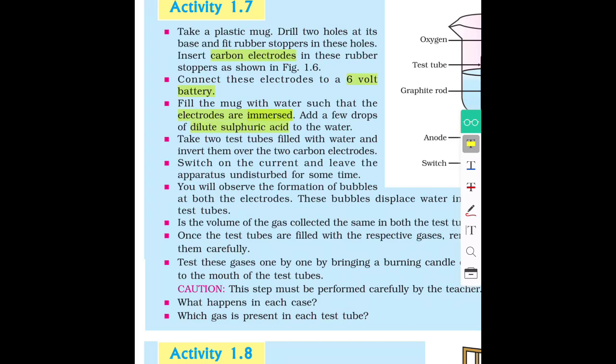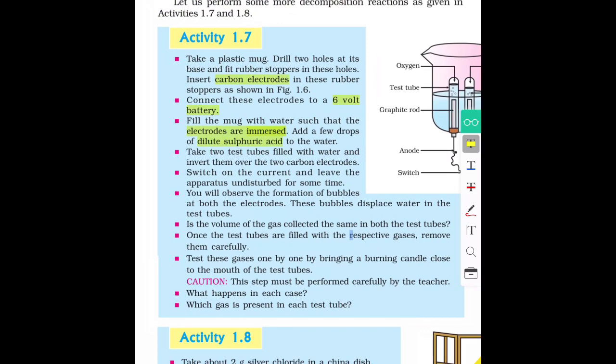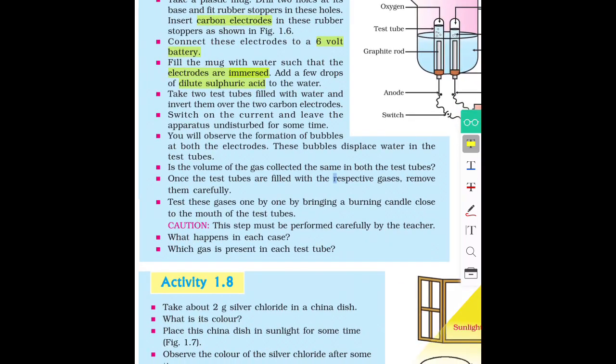You will observe the formation of bubbles at both the electrodes. These bubbles displace water in the test tube. Is the volume of gas collected the same in both the test tubes? Once the test tubes are filled with the respective gases, remove them carefully. Test these gases one by one by bringing a burning candle close to the mouth of the test tube. This step must be performed carefully by the teacher. What happens in each case? Which gas is present in each test tube? You will observe that the test tube having hydrogen will burn with a pop sound, and in the test tube having oxygen, the flame will become brighter because oxygen helps in further burning.